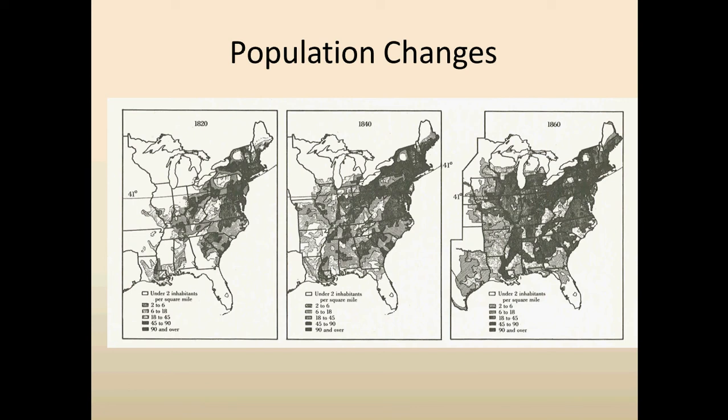But this map sort of indicates what is happening, particularly in the Midwest. You can see areas like Chicago really virtually non-existent in terms of population by 1820. By the time 1860 rolls around, Chicago is a very large city. And instant cities like Utica and Chicago are going to be transportation centers. Utica is along the Erie Canal, and Chicago, obviously, a major railroad city.